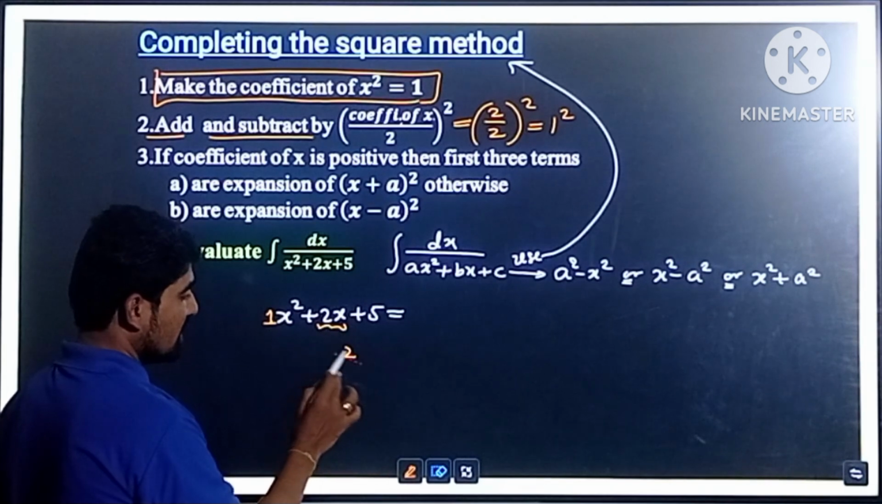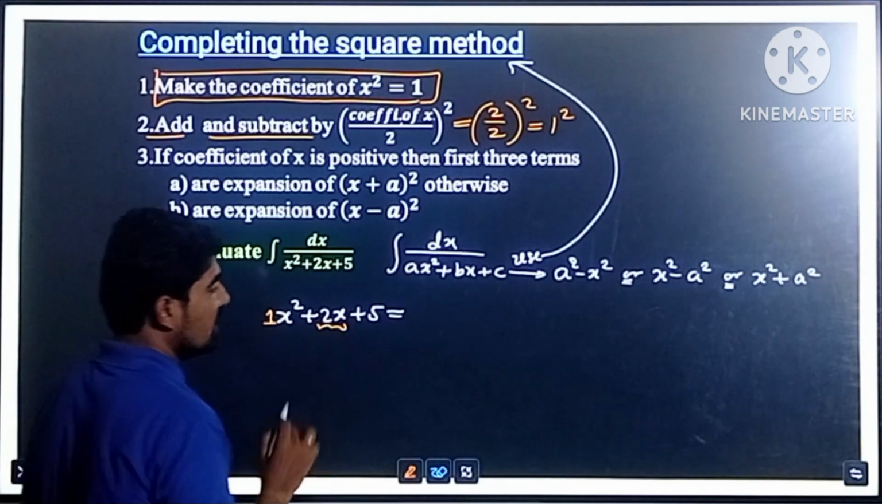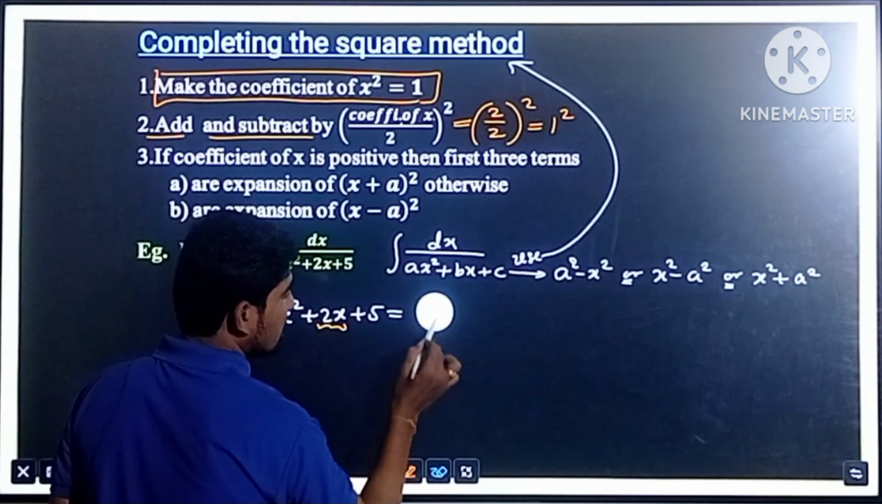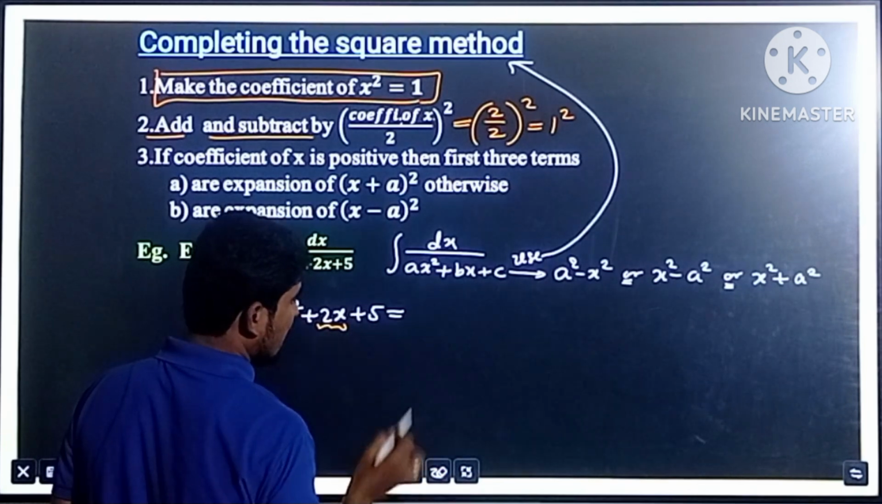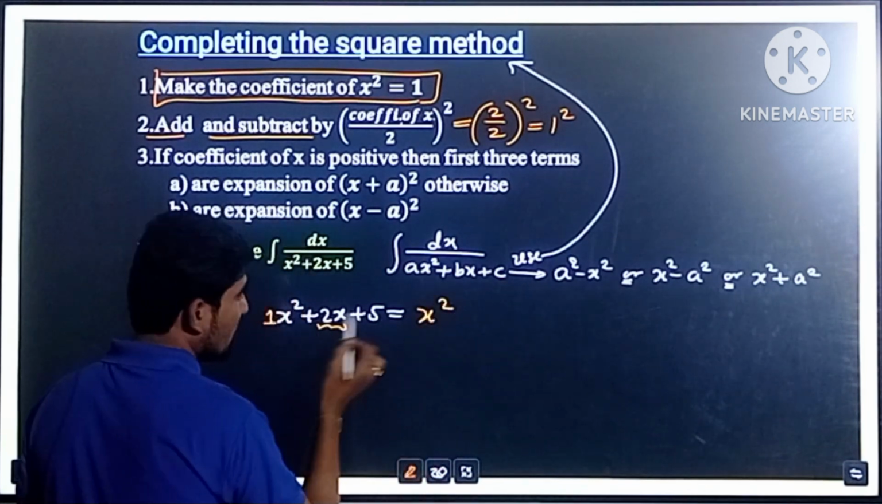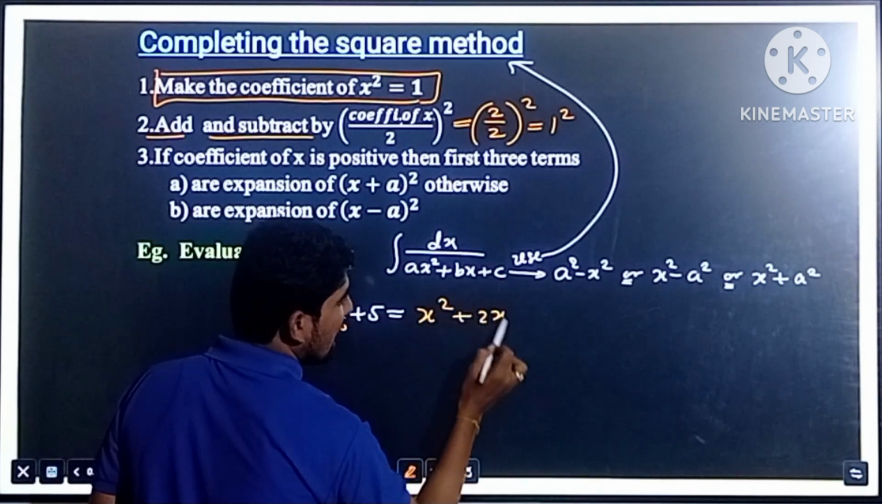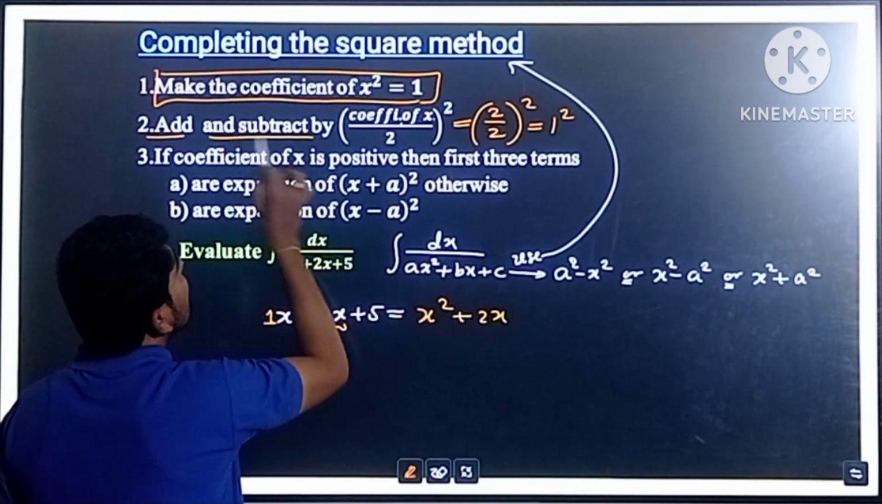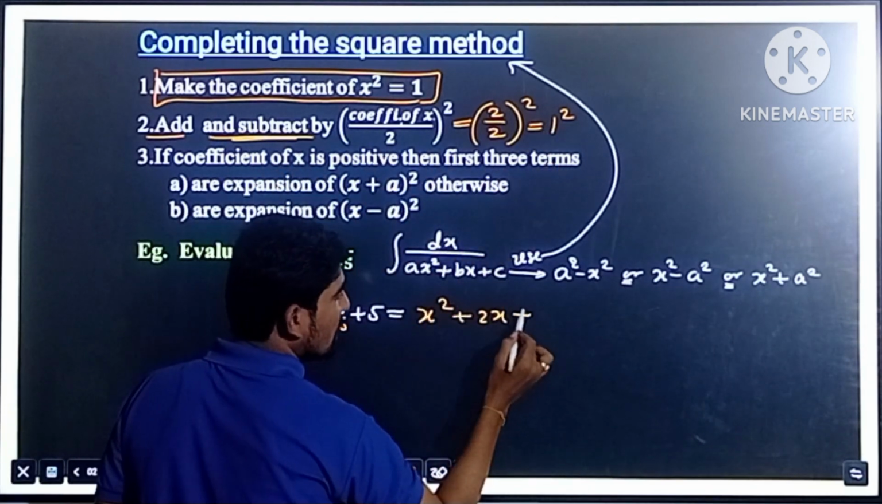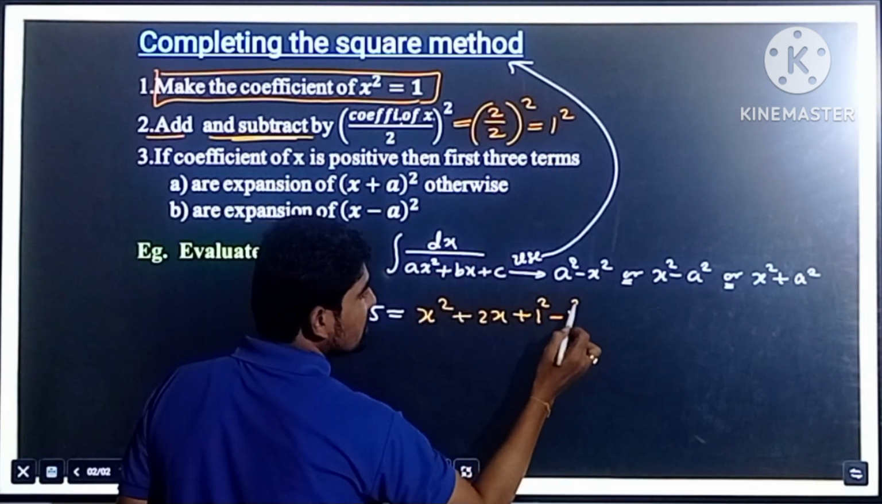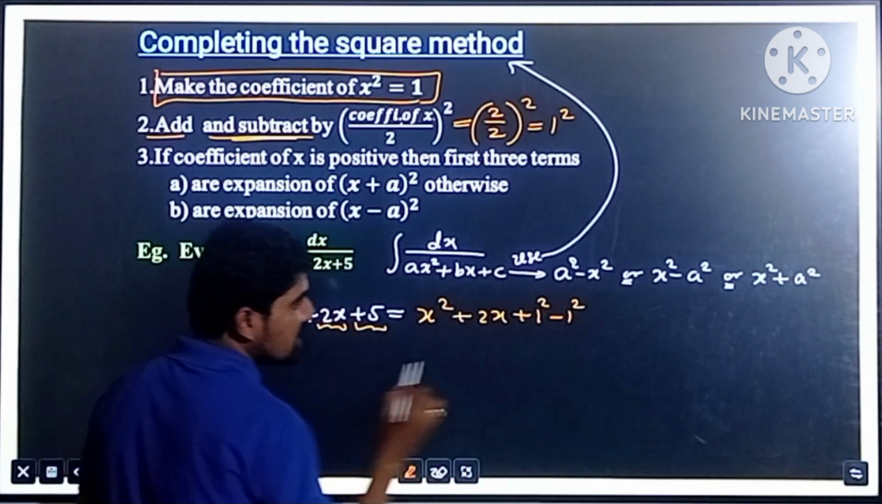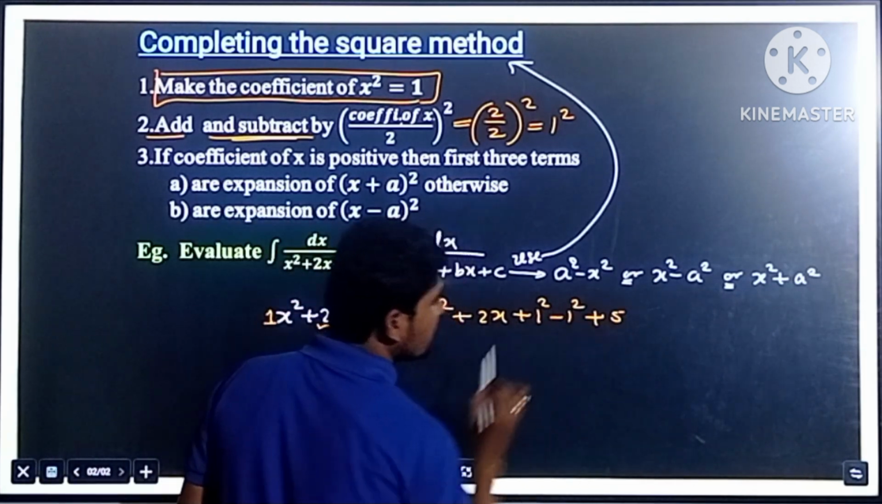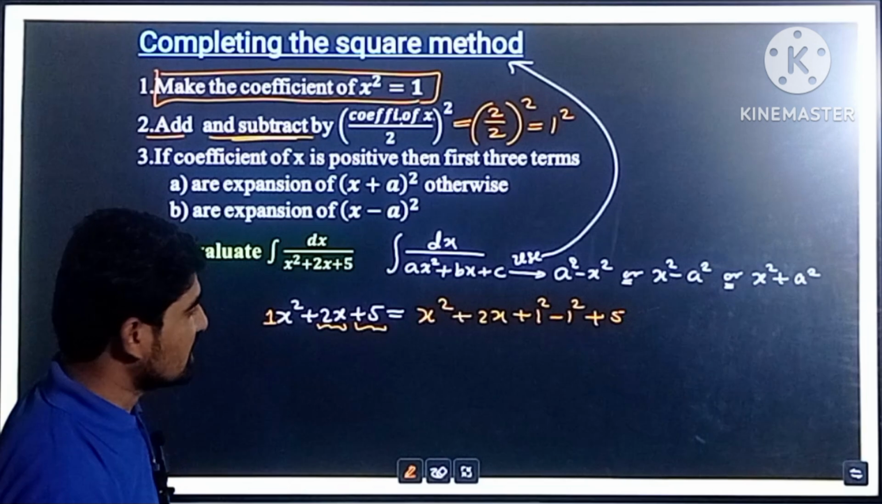It becomes, see here, 1x square as it is, plus 2x as it is, and then add and subtract 1 square. So plus 1 square and minus 1 square, and this plus 5 as it is. I hope all of you are understanding.